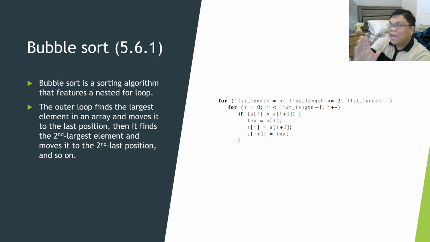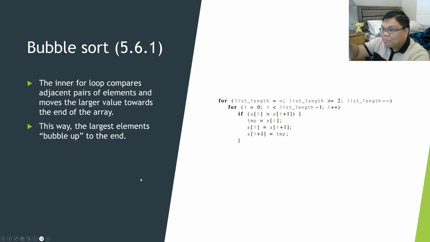This requires passes that the outer for loop makes. It looks for the largest element in the array and puts that at the end. It bubbles that up to the top. Then it finds the next largest element and puts it right before the largest element. And then it repeats with the third largest element, puts it right before the second largest, and so on, until the whole array is sorted. That's the outer loop. What does the inner loop do?